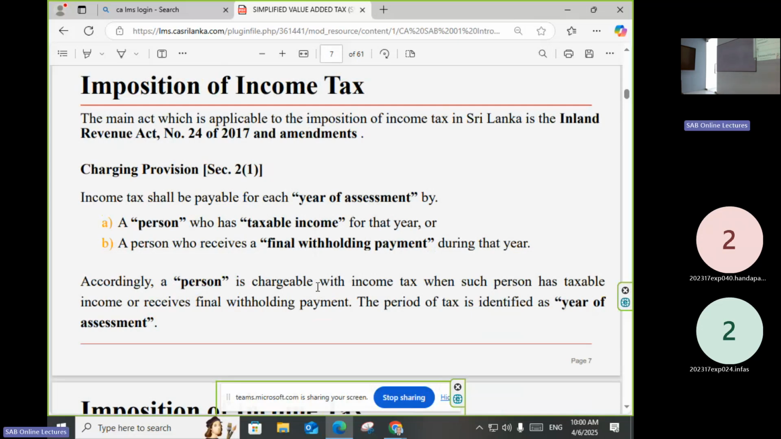We don't know what final withholding is. We have some sort of understanding about withholding tax, right? So what is withholding tax? A general understanding: bank account, saving account, and the bank.